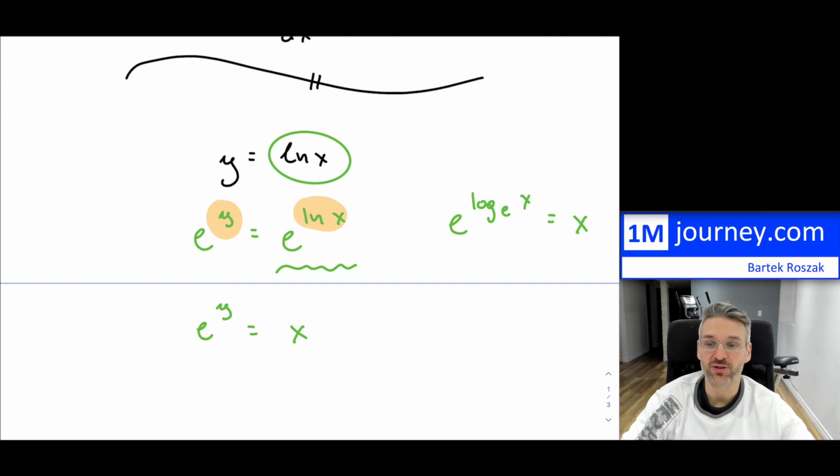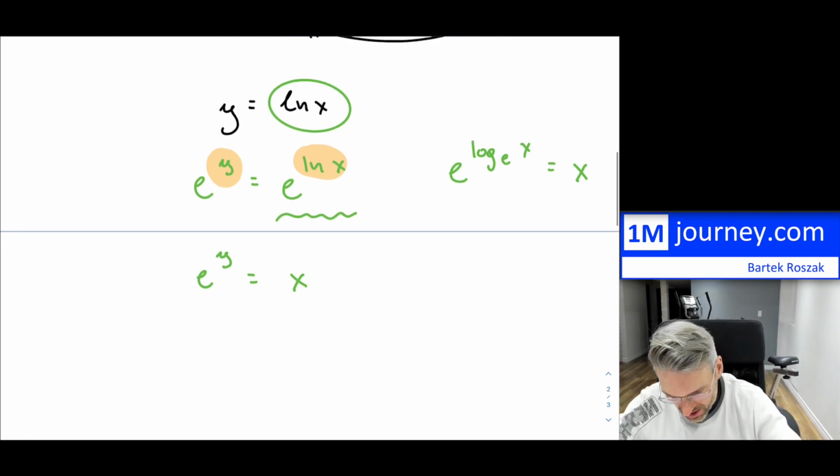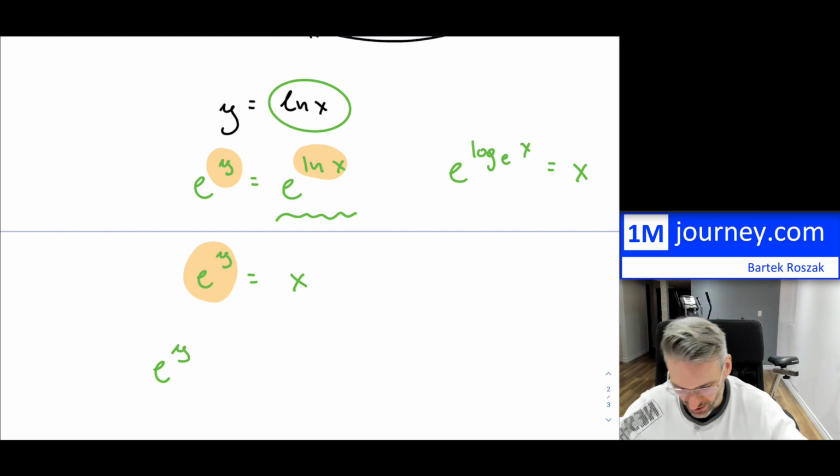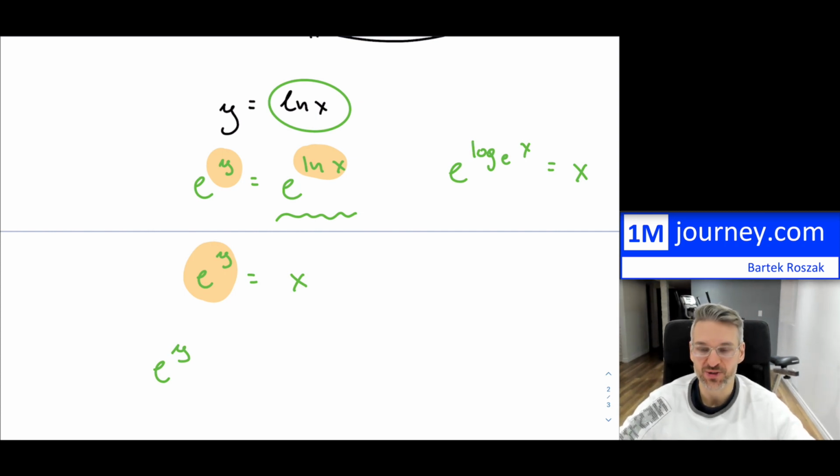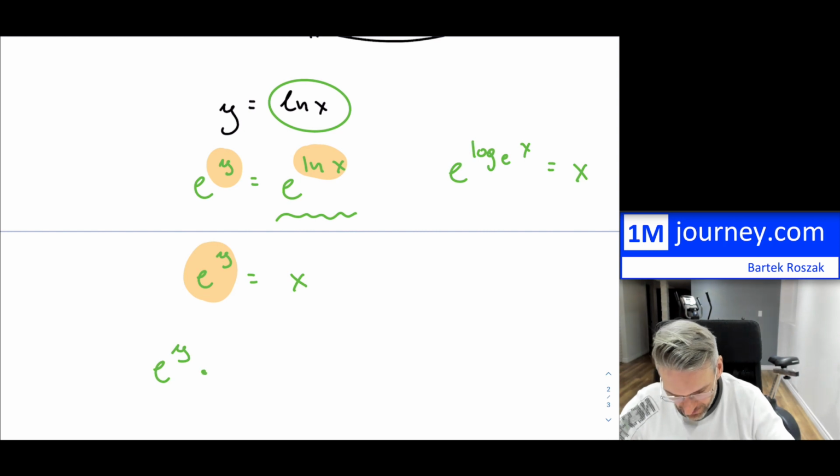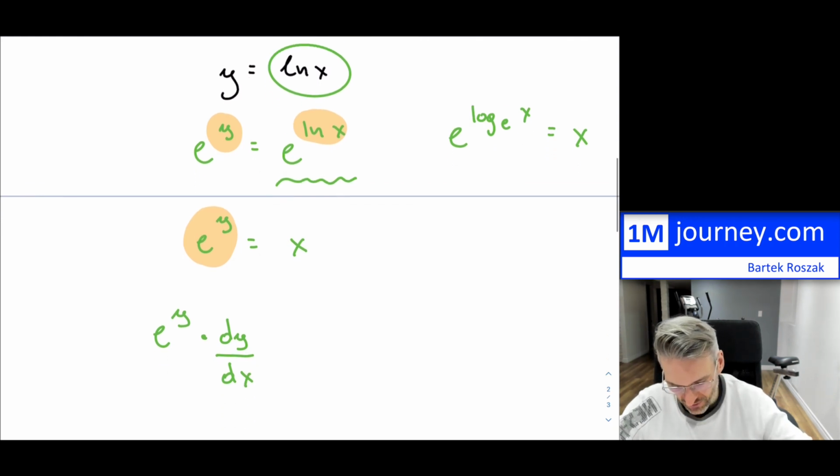And now I'm going to take the derivative of both sides with respect to x, and that is going to be using implicit differentiation, that's where I actually need it. So what is the derivative of e to the y? Well, the derivative there is just e to the y, because that's what the derivative of e is. But it's also going to be multiplied by dy dx, so this is the implicit differentiation that we have.